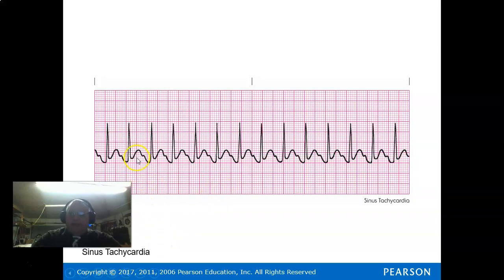So again, sinus rhythm. It is a rate of 140. It's regular. I got a P wave, I got a QRS, I got a T. There appears to be a P wave for every QRS complex. The PR interval is below 0.20 and it's above 0.12. And let's see here, the QRS is nice and narrow. Yes, this is a sinus tachycardia, okay?